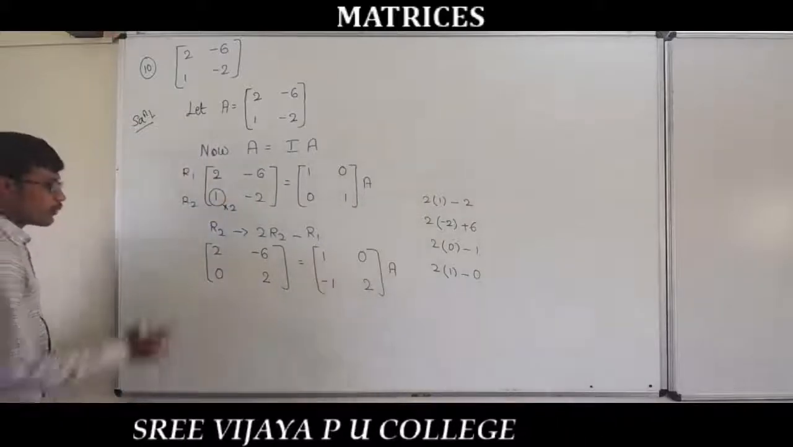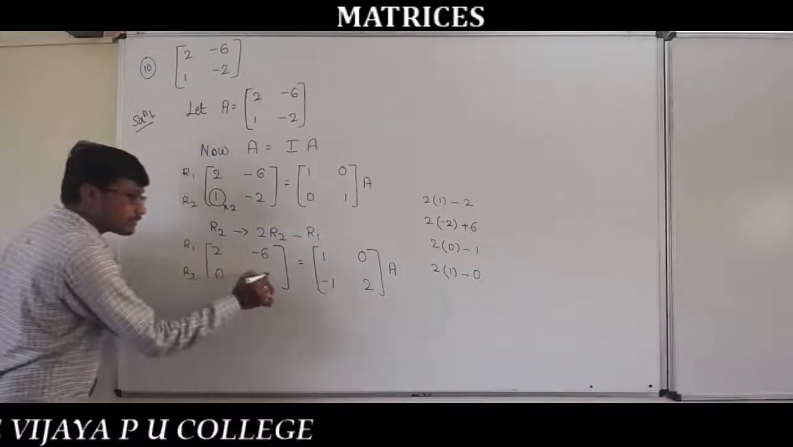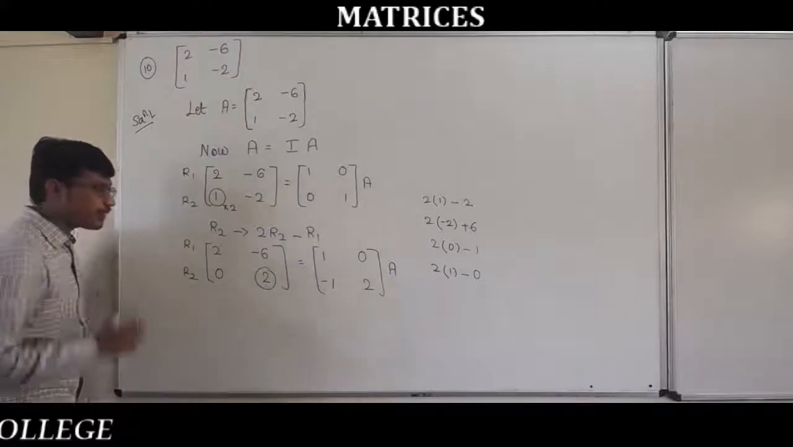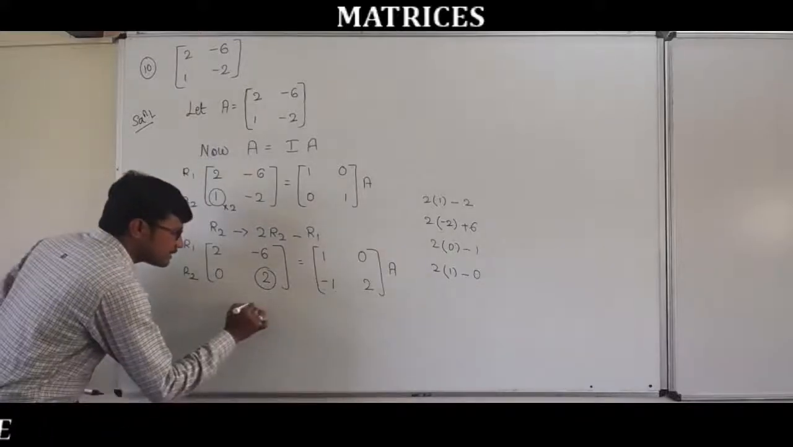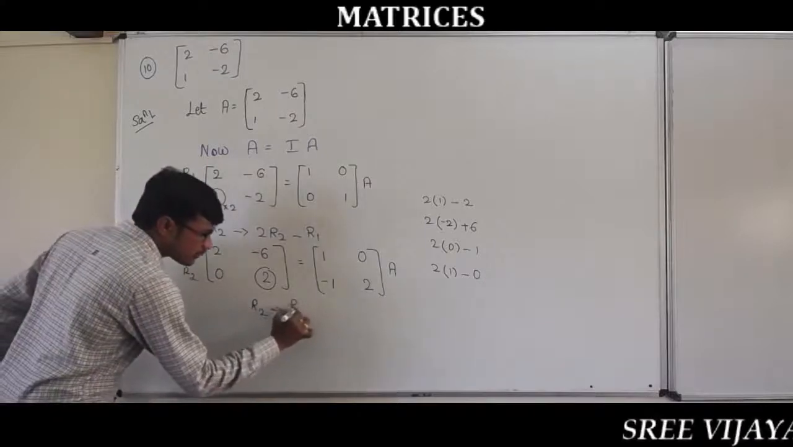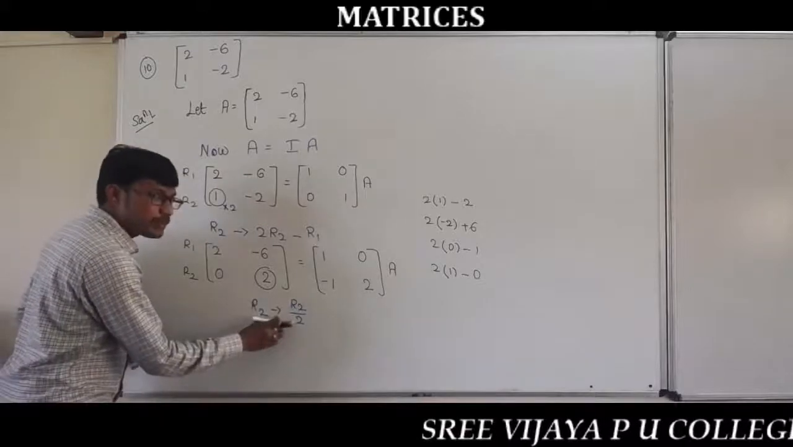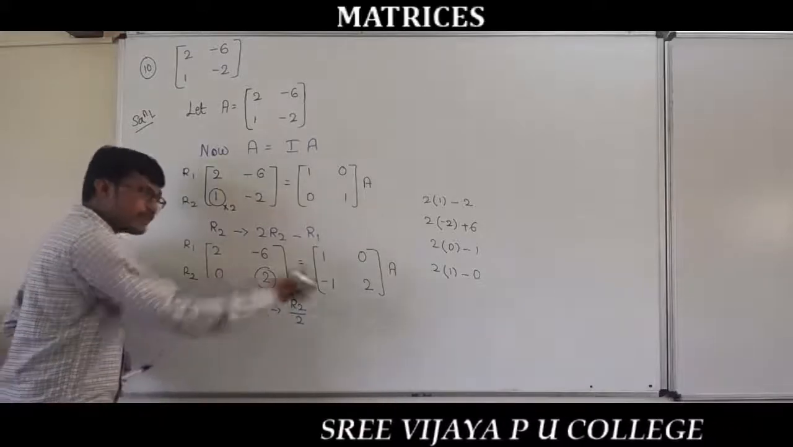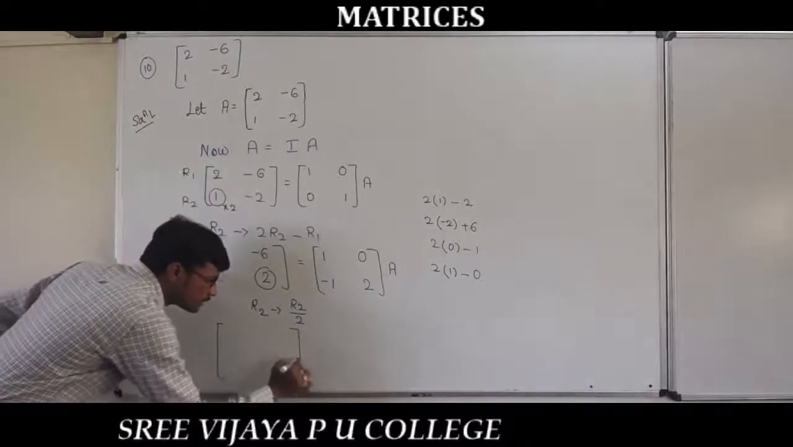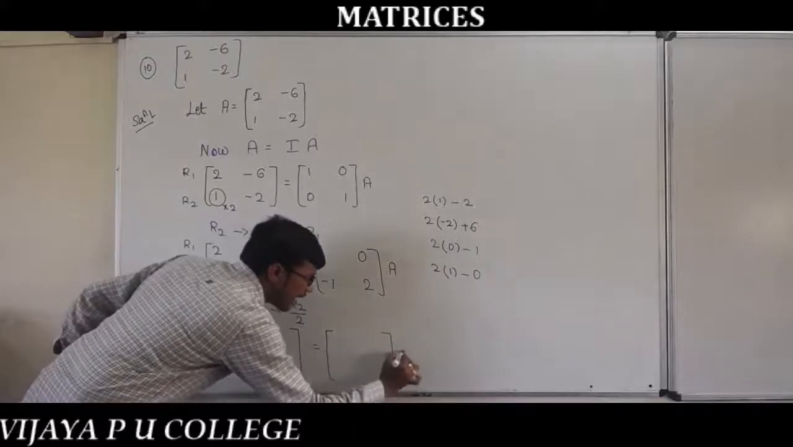Right? Now, R1 and R2, you got 0. So next, to make it as a 1, what can you do? You can divide by the same element. It is in R2, right. So R2 changes to R2 by 2. All the elements of R2 are divisible by 2, so to make it a 1 you are dividing with 2. It is applied to all the elements of R2. So R2 can be changed and R1 will be as it is.